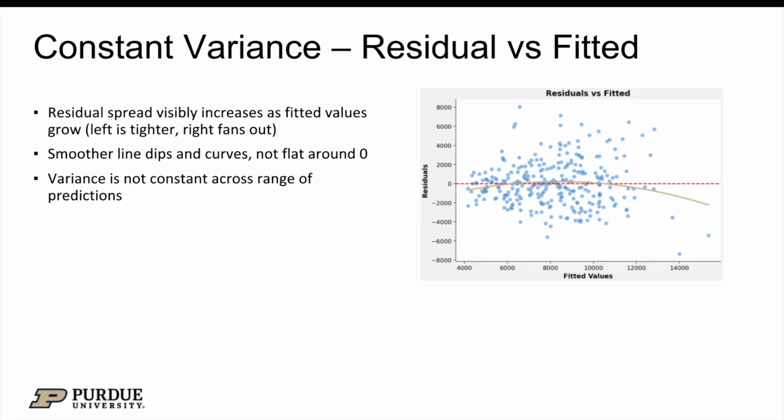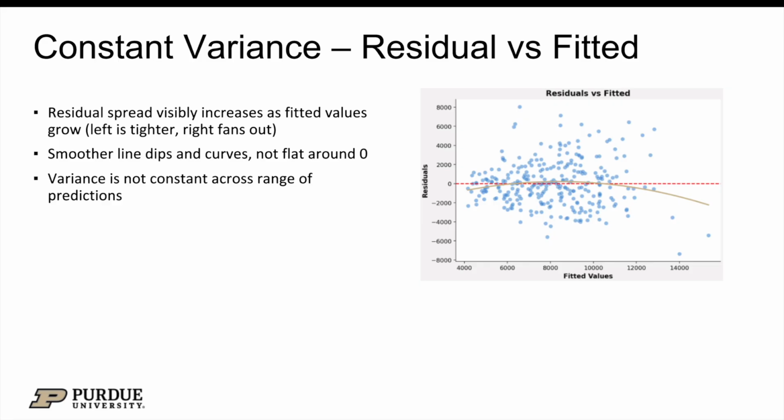This assumption requires that the spread of our errors stays consistent across all predicted values. If it doesn't, our standard error becomes biased, and we can't trust our p-values or t-statistics. To check this visually, I'm looking at the residuals versus fitted plot. What we want to see is a random cloud of points with roughly equal spread from left to right.